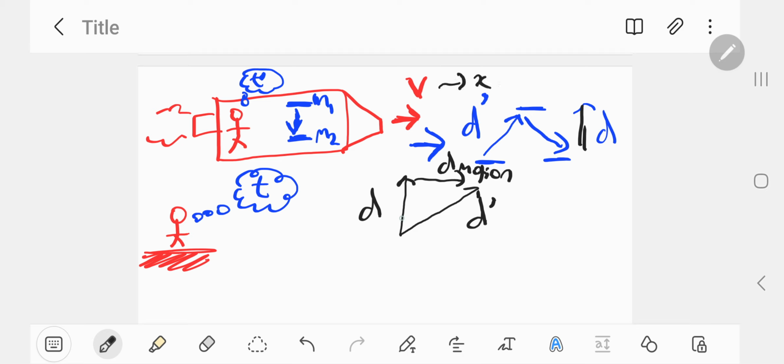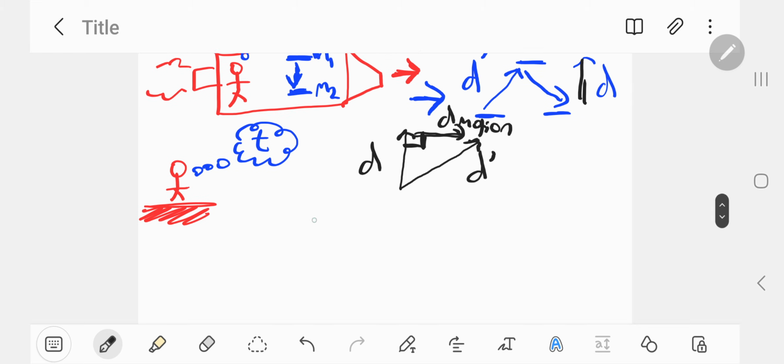Okay, so we have d, the distance between the mirrors that the person on the spaceship sees. D dash is the distance between the two mirrors that the light beam travels between. And d sub motion is the distance the spaceship travels. Let's draw a right angle here. We can make this a right angle triangle.